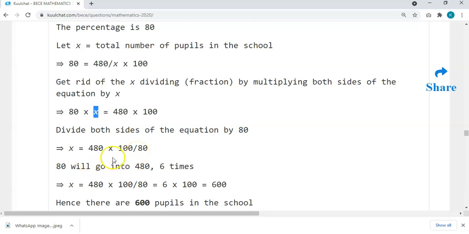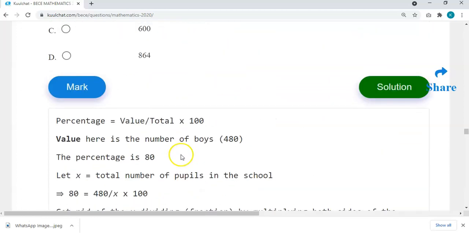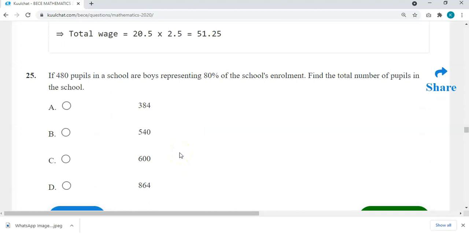Then 80 will go into 480 six times. Or if you like, you can cancel this, 8 will go into 48 six times. Then you can get your result. So anyhow you want to solve it, it is also the same.